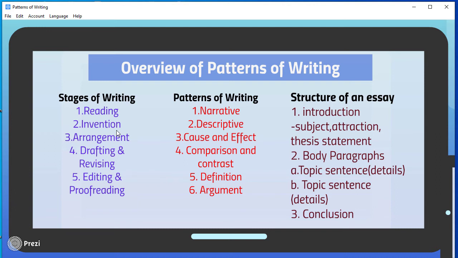So if you are asked something like, let's say the question is, describe the worst job you have ever had. Describe the worst job you have ever had. If you are asked these questions, you need to write the essay in narrative pattern, because you are going to narrate the events.